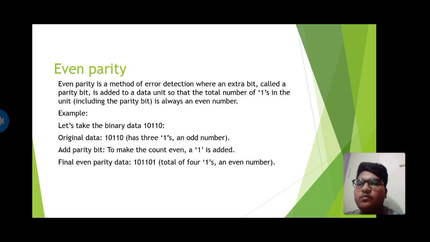The original data given is 10110. Here it has 3 ones, so it is an odd number. Add a parity bit to make the count even. A 1 is added on the LSB side. So finally, by adding 1 at the LSB side, we get the even parity code 101101, which has 4 ones. As 4 is an even number, the given code becomes even parity.